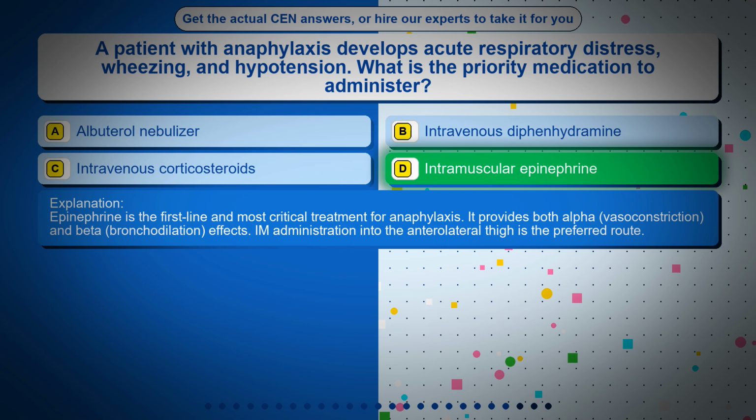Epinephrine is the first line and most critical treatment for anaphylaxis. It provides both alpha, vasoconstriction, and beta, bronchodilation, effects. Administration into the anterolateral thigh is the preferred route.